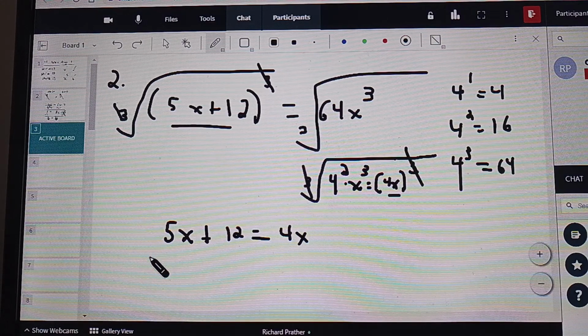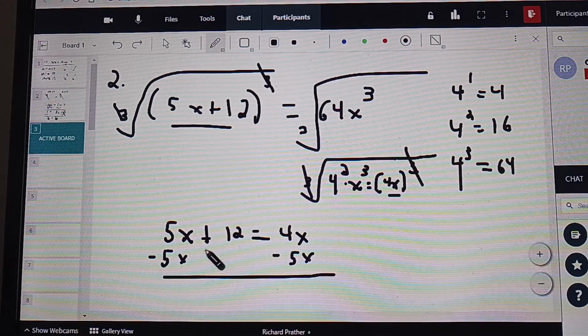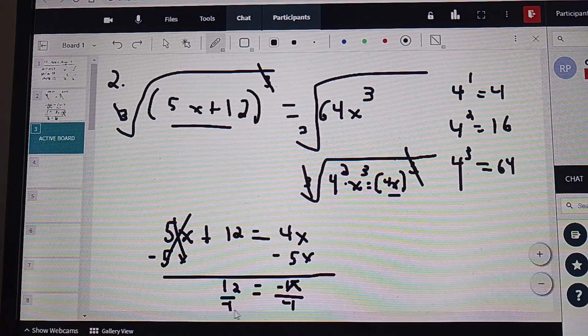And you could, the shortest amount of work here would be subtract the 5x, even though it'll make the x negative. At least you can get x's on one side, numbers on the other in one step instead of 2 steps. 4x minus 5x is negative 1x, literally, even though we don't normally write it that way. But you need to divide by negative 1 to get x totally by itself. So negative 12 equals x.